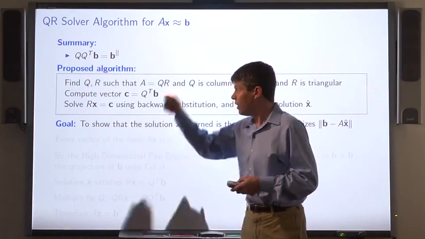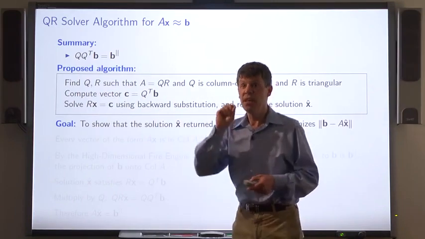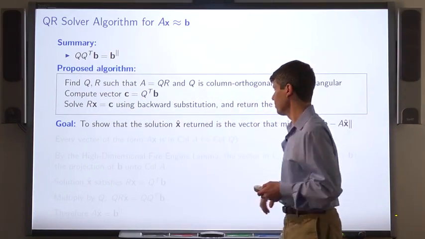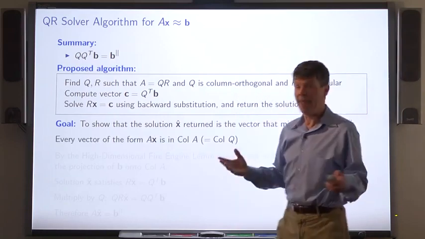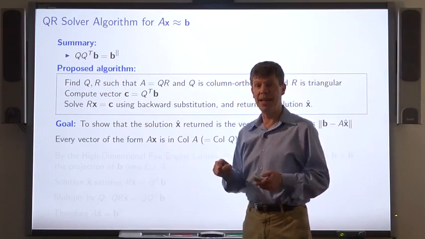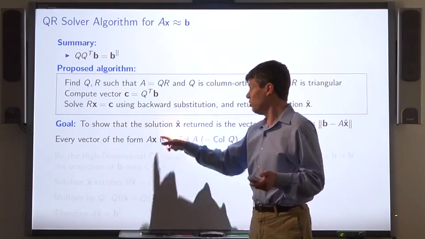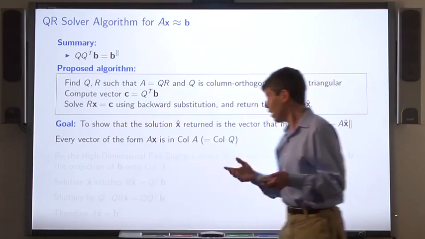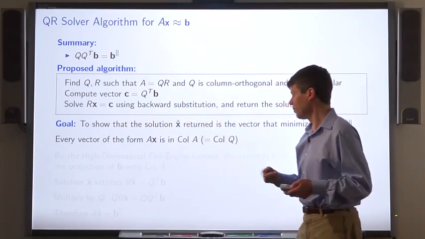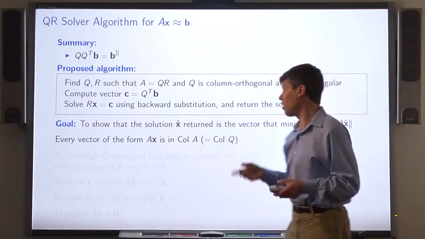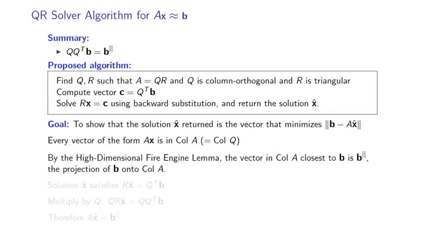We want to show that this algorithm is correct, that it finds the best solution. Well, every vector of the form A times x is a linear combination of the columns of A, and therefore lies in the column space of A. The column space of A equals the column space of Q. Now, by the high-dimensional fire engine lemma, the vector in the column space of A closest to b is b parallel, the projection of b onto the column space of A.